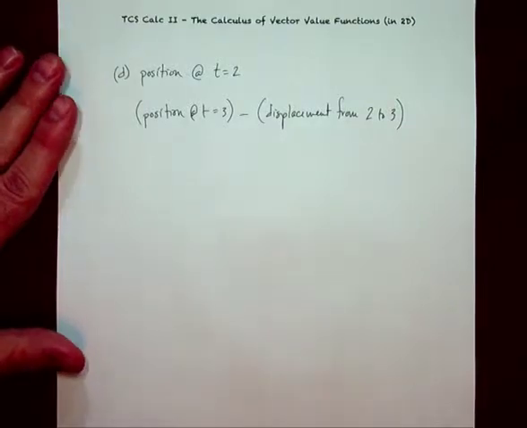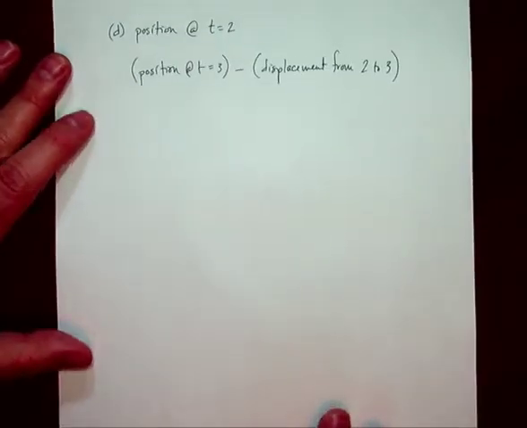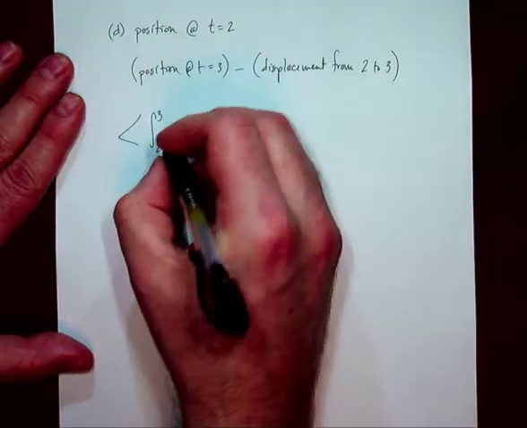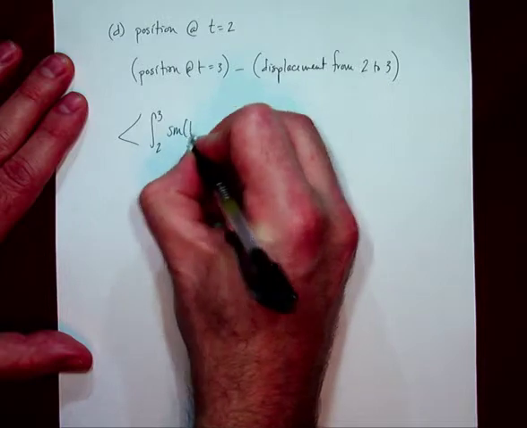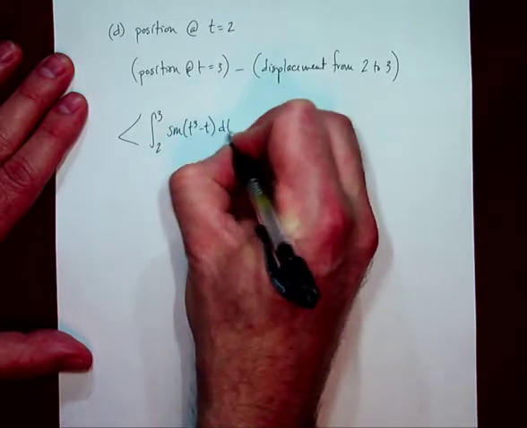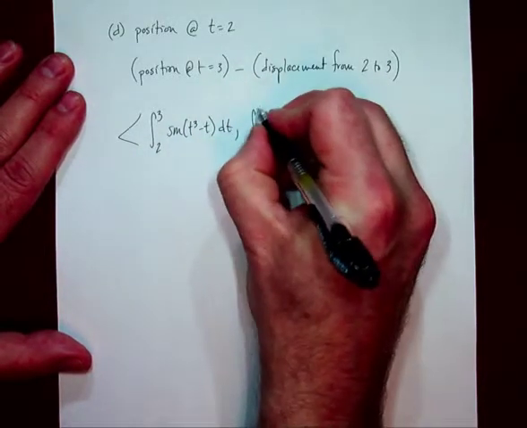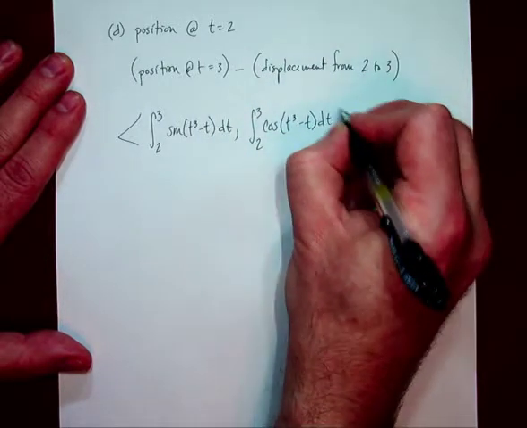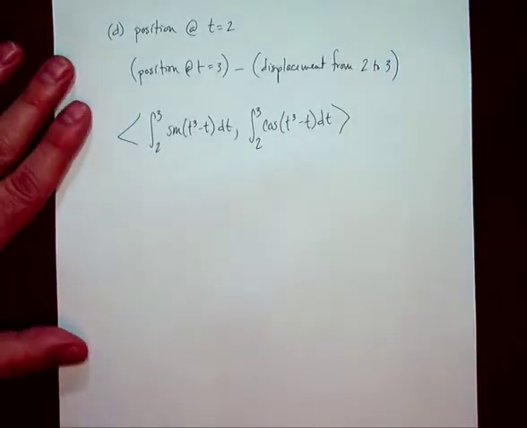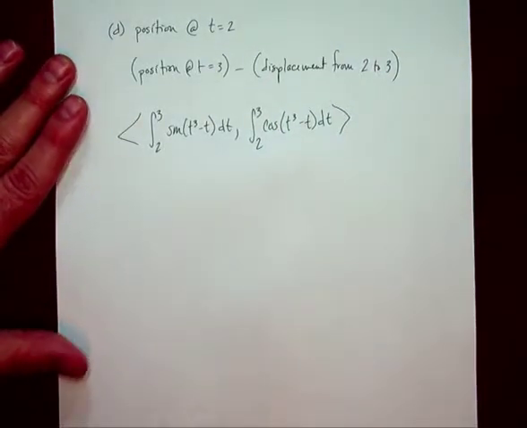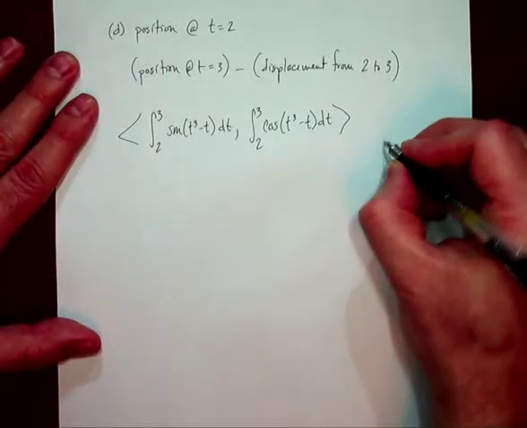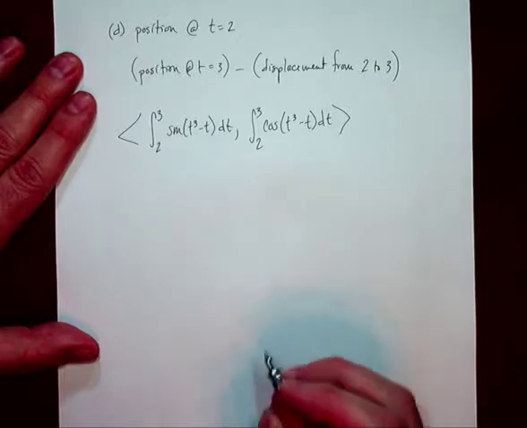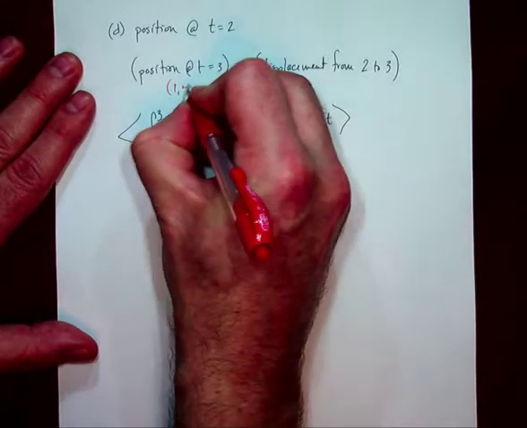Okay, so let's go ahead and find our displacement vector. Our displacement vector is going to be the integral from 2 to 3 of sine(t cubed minus t) dt, and the integral from 2 to 3 of cosine(t cubed minus t) dt. Now, you're obviously going to need to use your calculator to get an approximation of this, and then we simply remember that the position at time t is equal to 3 is 1, 4.